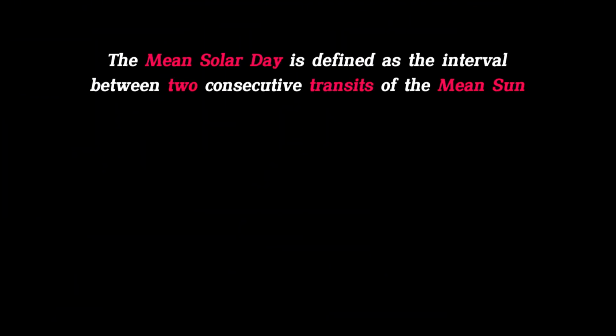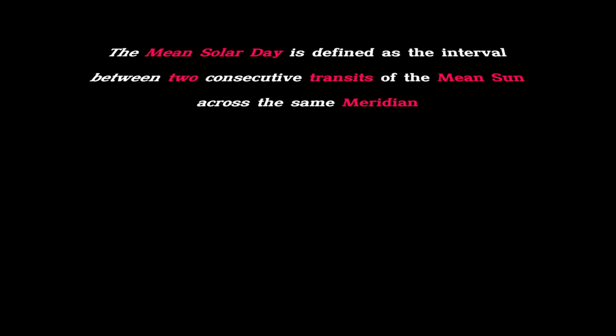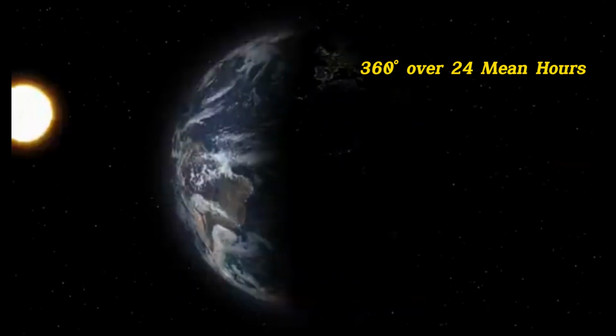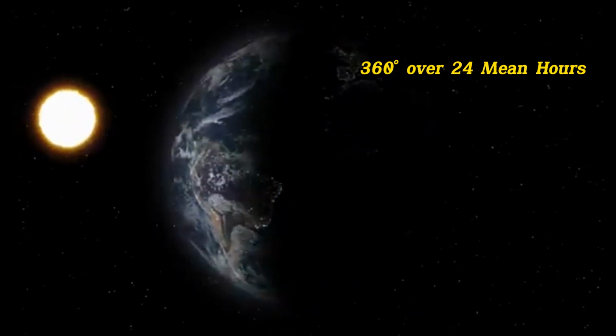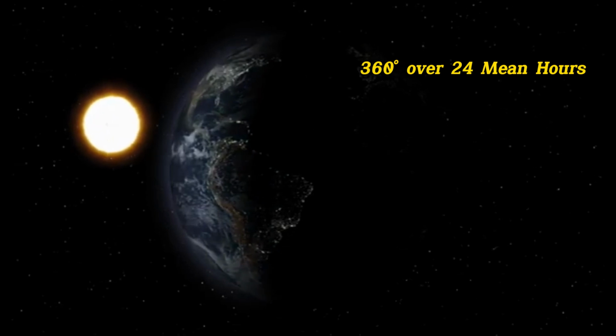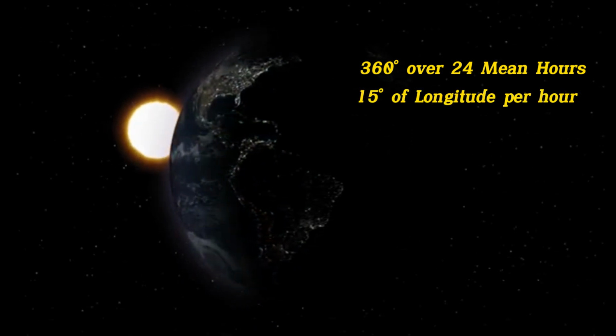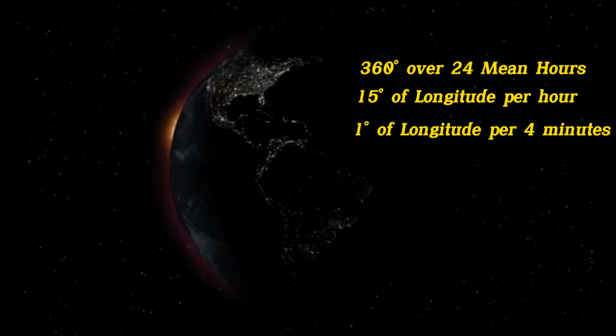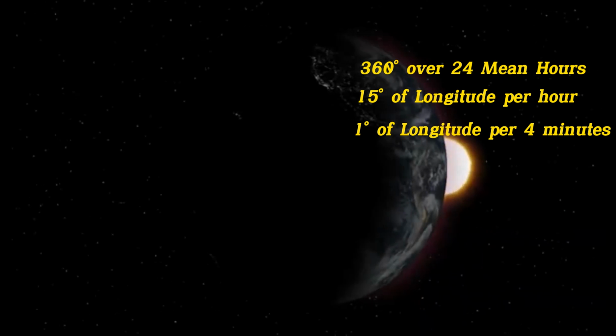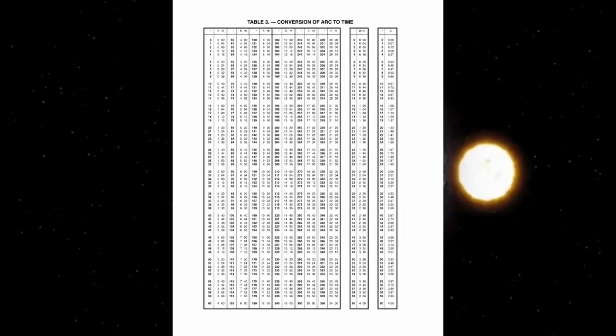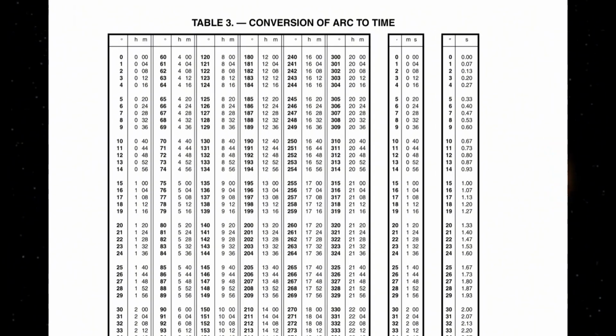The mean solar day is defined as the interval between two consecutive transits of the mean Sun across the same meridian. During one mean solar day, the mean Sun moves westward from the meridian, completing a full revolution of 360 degrees in longitude over a period of 24 mean hours. The mean Sun's rate of travel is therefore 15 degrees of longitude per hour, so 1 degree of longitude corresponds to 4 minutes of time. This establishes an equivalence between angular measurement and time.